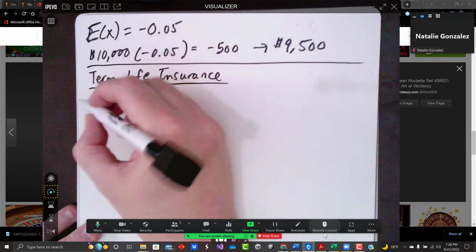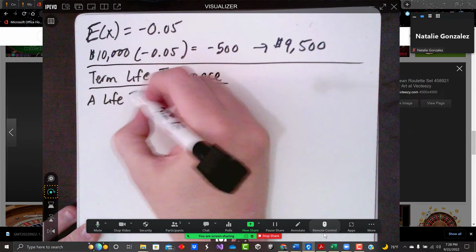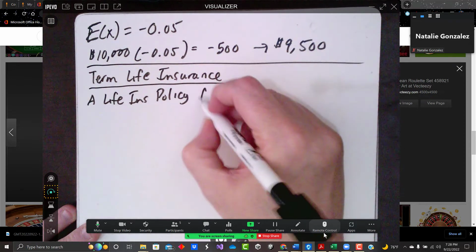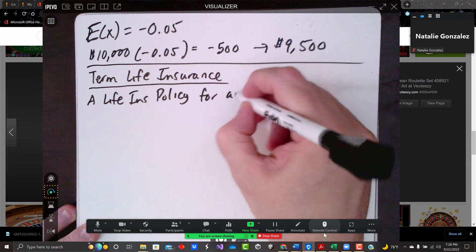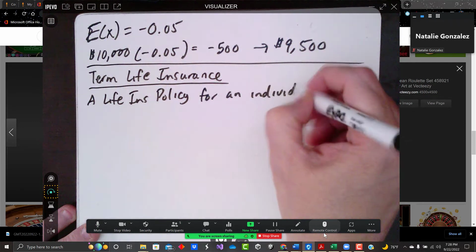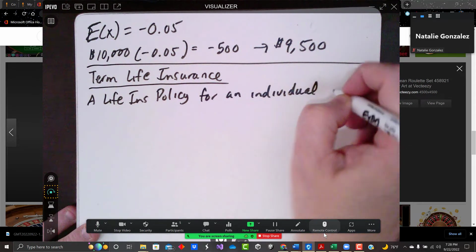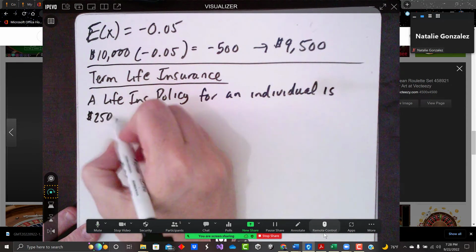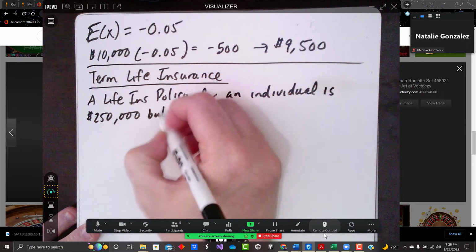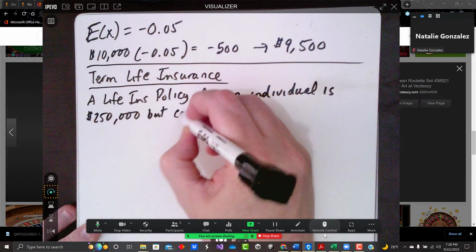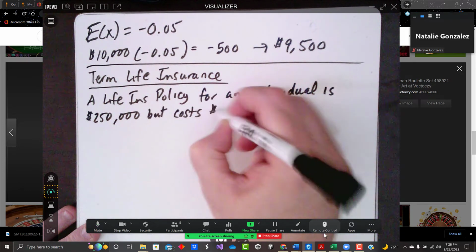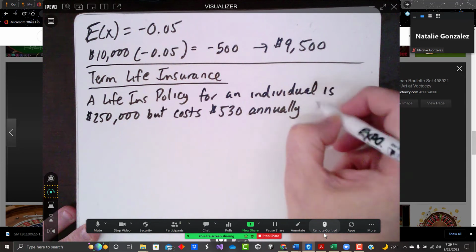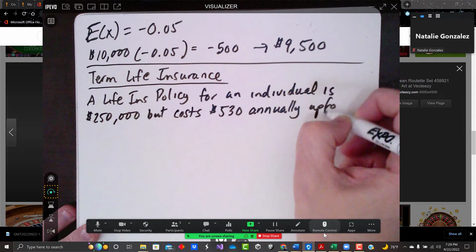So a life insurance policy for an individual is worth 250,000. I'm just making these numbers up, but it costs $530 annually. Up front. You pay for life insurance up front.